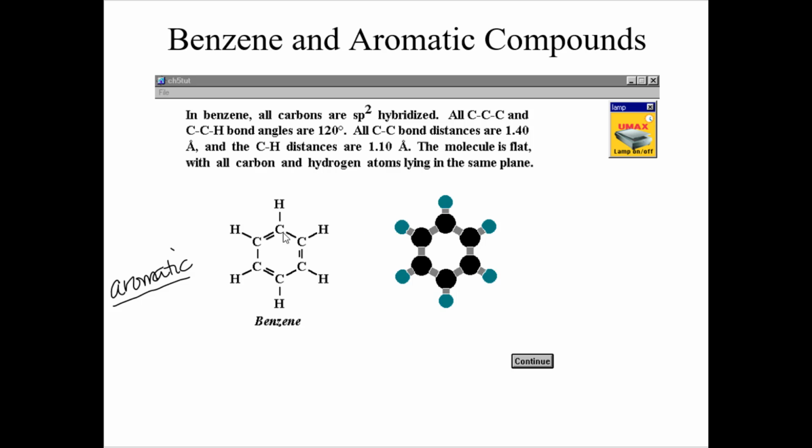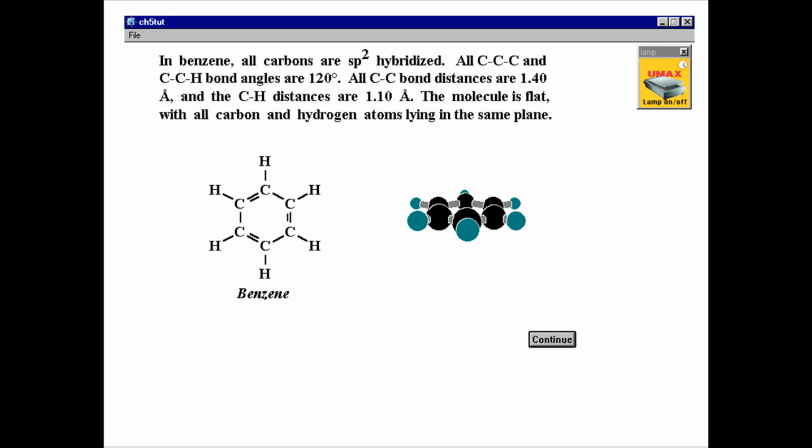So the benzene ring is the ultimate conjugated system, alternating single and double bonds in a 6-membered ring. Perfect conjugation. And it turns out that all of the double and single bonds have exactly the same length because of the resonance structures that we can draw. So it's a perfect hexagon. And it's perfectly flat because all of these carbons are sp2 hybridized. And so that makes it a perfectly planar molecule.